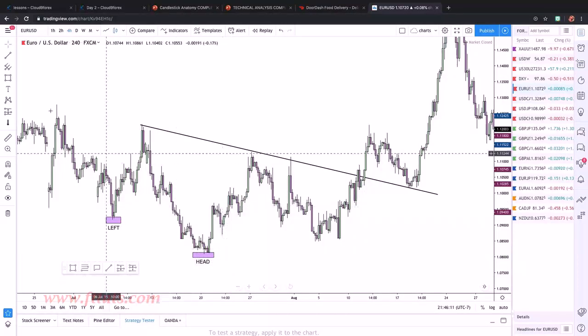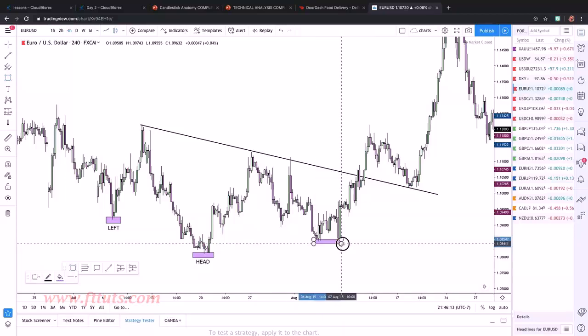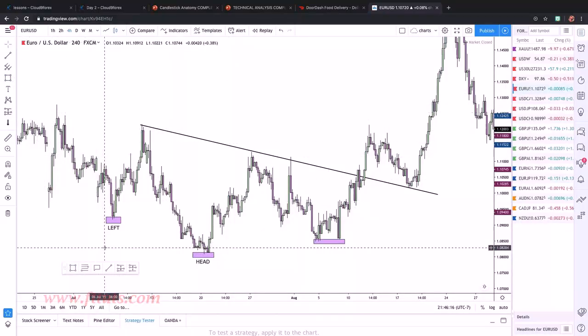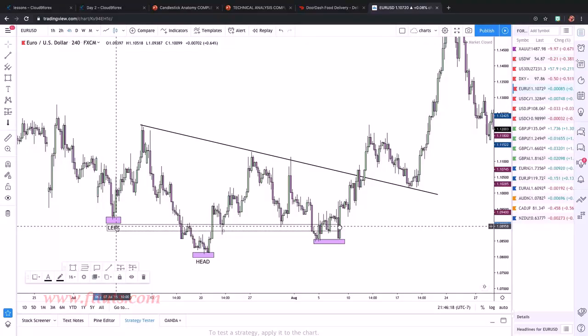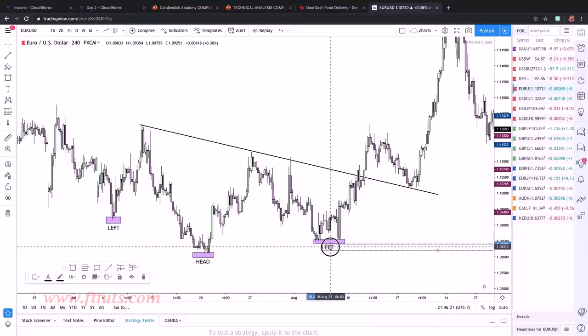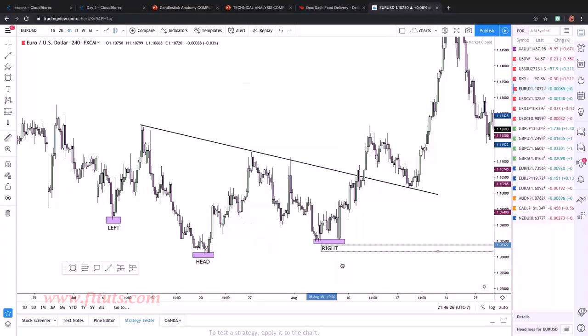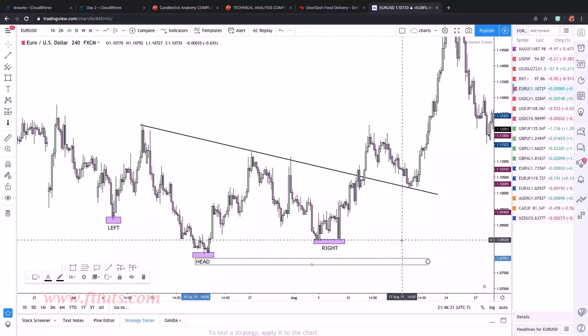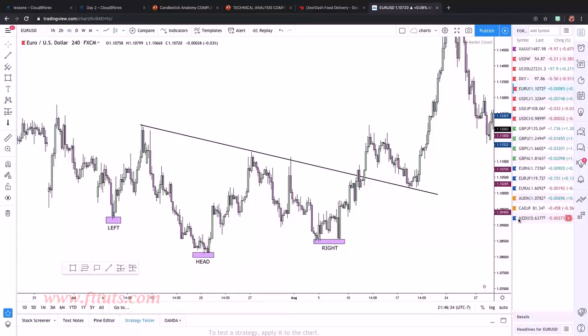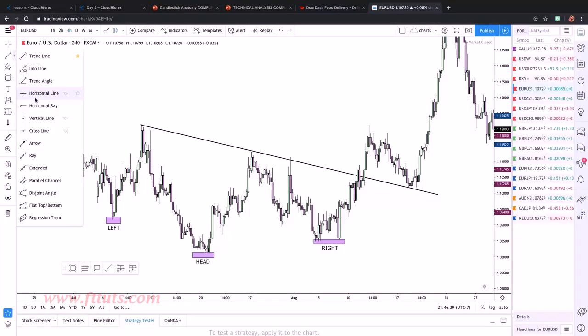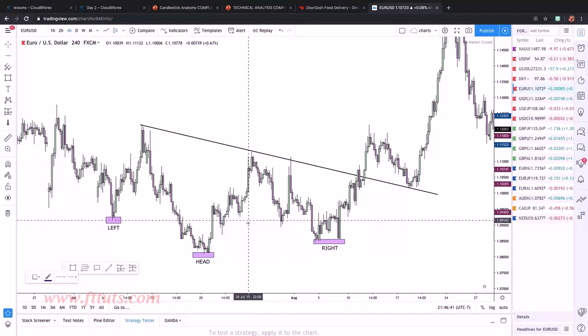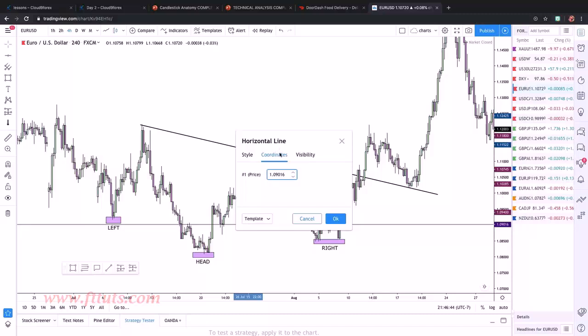Okay, so that's the head. And then this is the right shoulder. So we have left, head, and right shoulder, which is inverse. So now I'm just going to draw the neckline and see our key level right there.